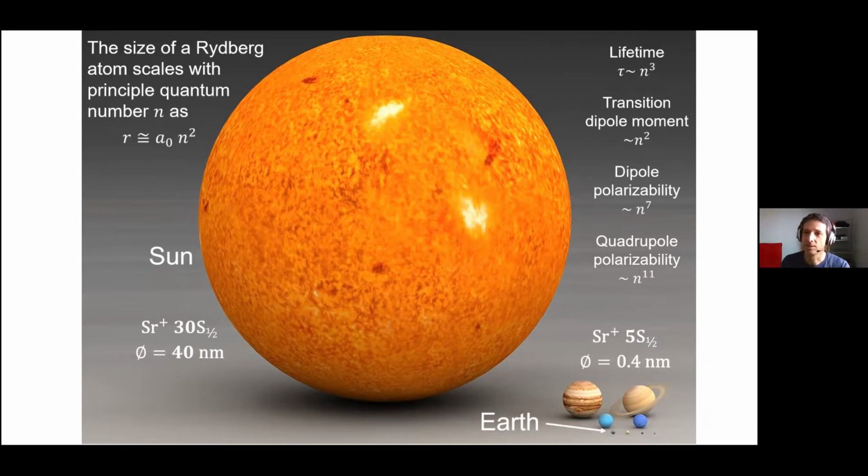On the other hand, many other properties also become very, very different. For instance, the lifetime of Rydberg states scales as n to the power of 3, so it becomes longer lived if you go to a higher Rydberg state. Also, the transition dipole moment scales as n to the power of 2. The dipole polarizability is n to the power of 7, and the quadrupole polarizability is n to the power of 11. So depending on which Rydberg states you are in, some of these properties become really strong and dominant in your system.